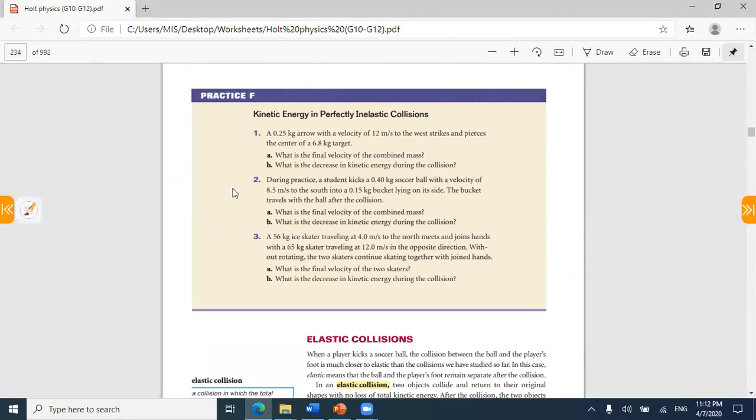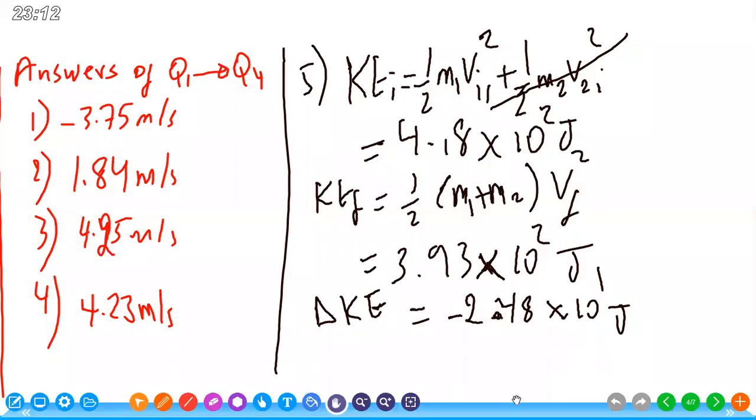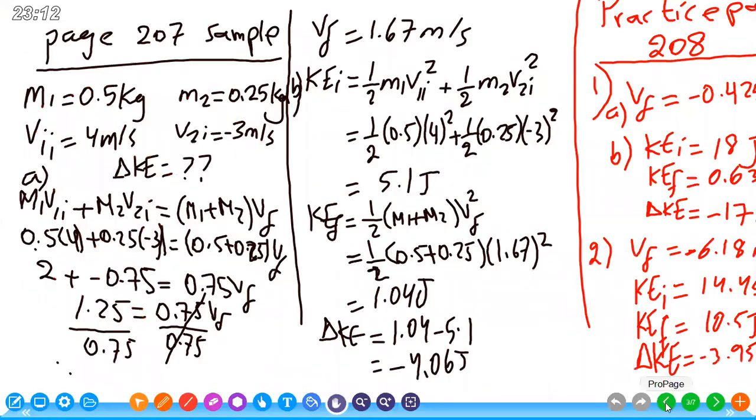You see here in the practice the same question. Look, part A, what is the final velocity? What is the decrease in kinetic energy? Here, part A, question 2, what is the final velocity? What is the decrease in kinetic energy? Question 3, what is the final velocity? What is the decrease in kinetic energy? So it is copy-paste of the sample problem. Let me go to the sample problem and show you, and I will give you the answers, and then you have to do the other questions.